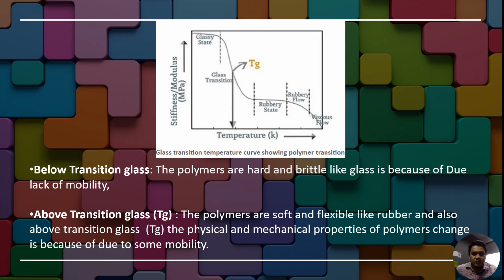Okay, from the graph, we can see this is the modulus against temperature. Okay, below the glass transition temperature, the polymer are hard and brittle like glass. It is because of the lack of mobility. Okay, above the transition glass, the polymer are soft and flexible like rubber, and also above the transition glass, the physical and mechanical properties of polymer will be changed. This is because of some mobility.